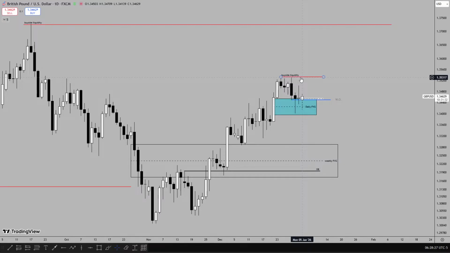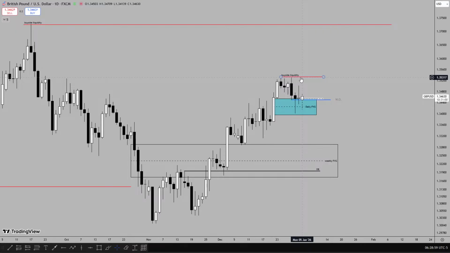Now, clearly you can see that the bias is not fully aligned with the dollar index, because we are anticipating higher prices on the dollar index, which means we will be anticipating lower prices on GBP USD. But looking at the structure of GBP USD, there is a chance of price trading higher.